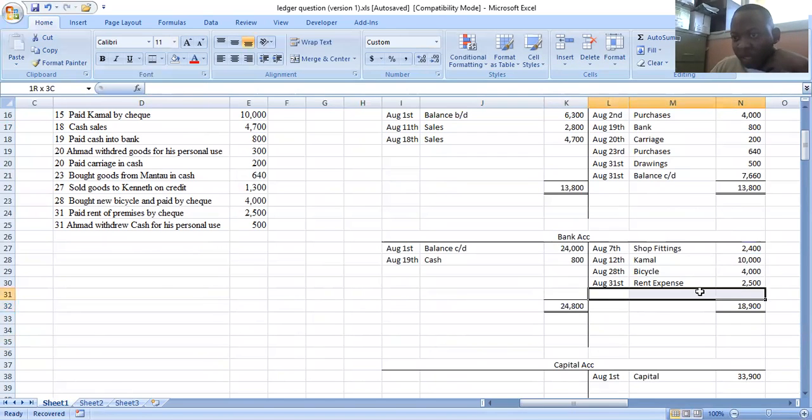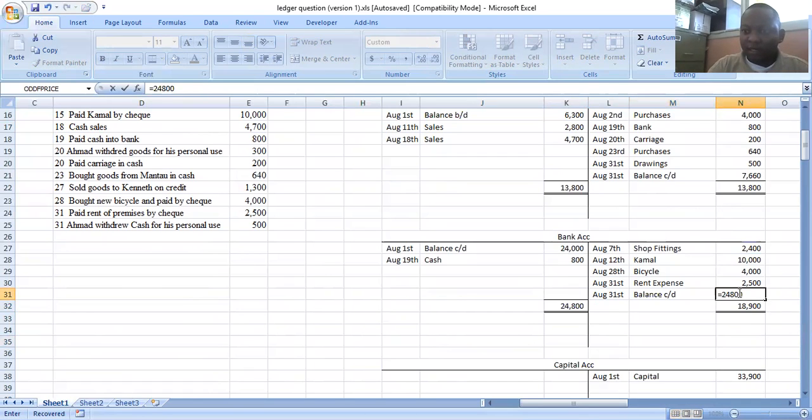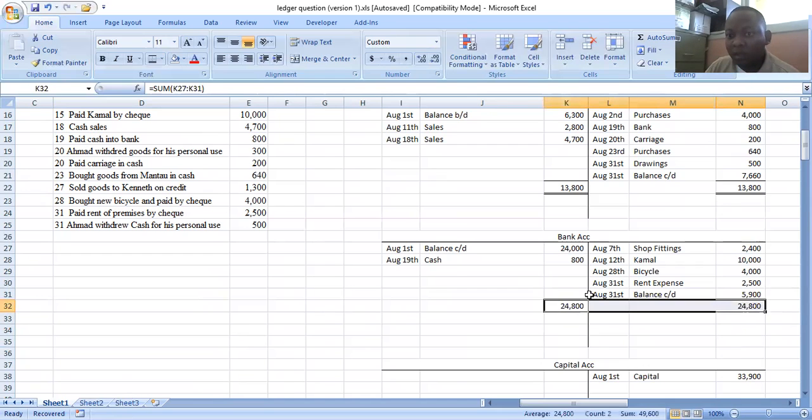So therefore, we need to insert something on the credit side of the bank account. So on August 31st, by balance carried down, the difference will be equal to 24,800 minus 18,900, which is equal to 5,900, which equates the two totals. So this 5,900 is a balance of bank account, and this is a debit balance. So please note that. The debit balance will usually appear on the credit side of the account.